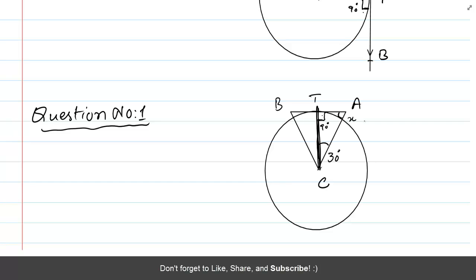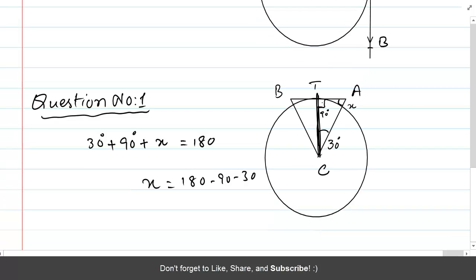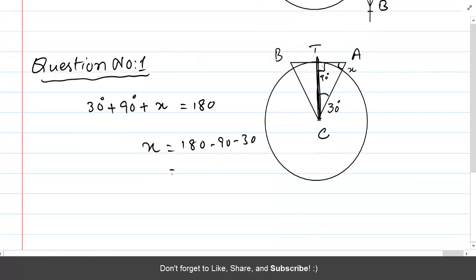180 degrees. So obviously we know two angles. We know one angle is 30 degrees. We know the other angle is 90 degrees because of this property. And then the third angle in this triangle is X, and they must equal 180 degrees. Now X must be equal to what? 180 minus 90 minus 30, which is 60 degrees.